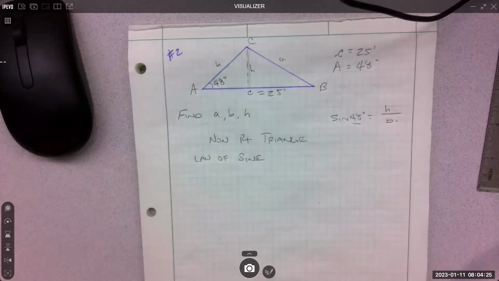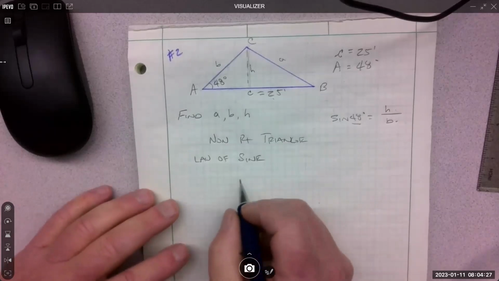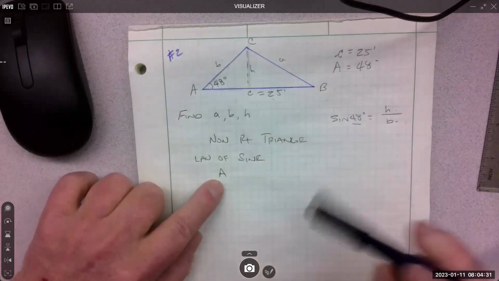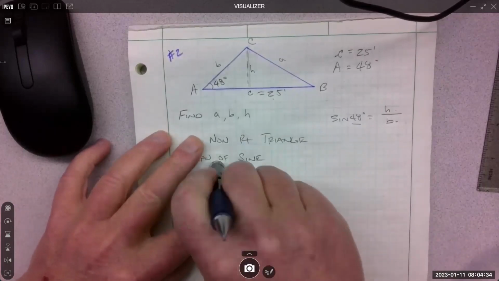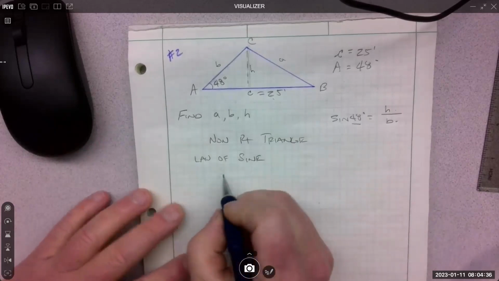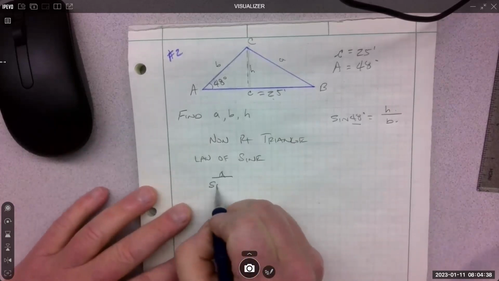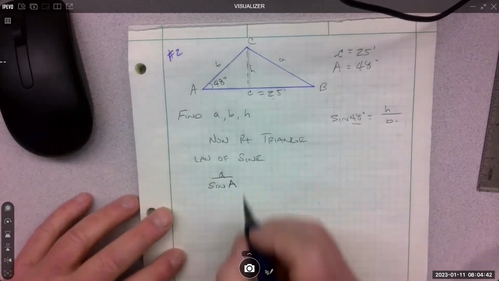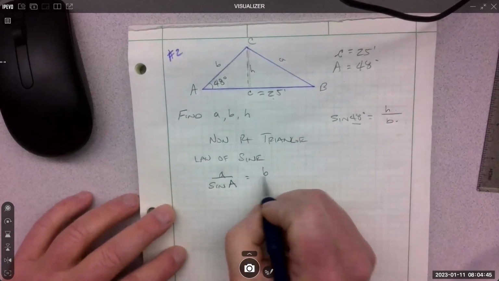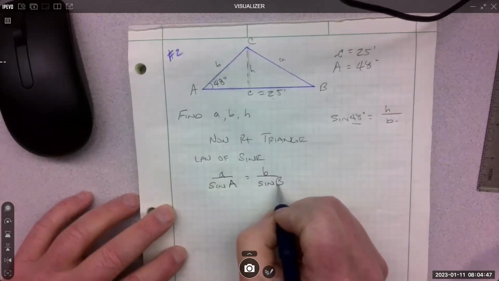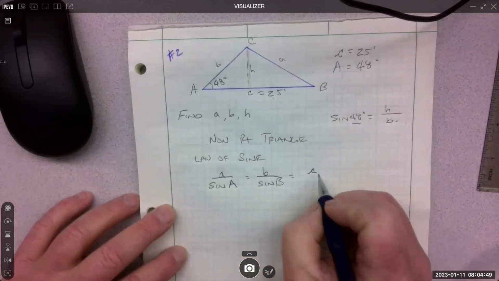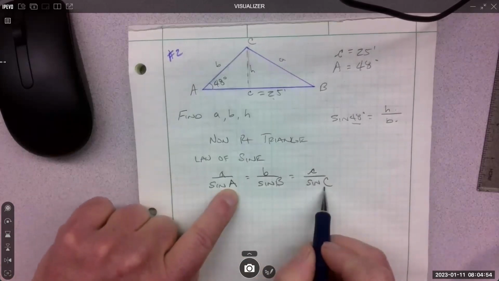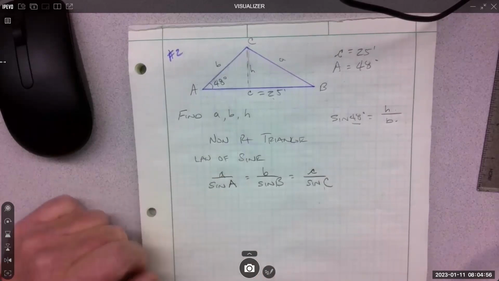Anyone remember it? Well, you could look it up. So, whoops, I already messed it up. It's the side A over the sine of the angle A, and then that just repeats: B over the sine of B and C over the sine of C, where these are caps because they're angles and these are lowercase because they're sides.